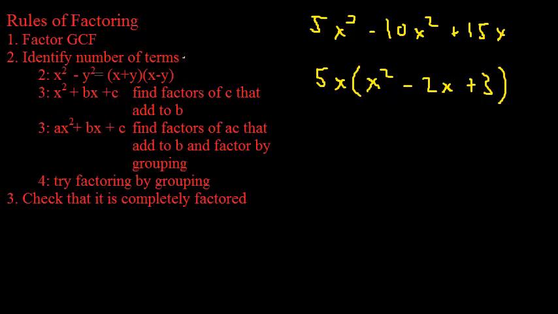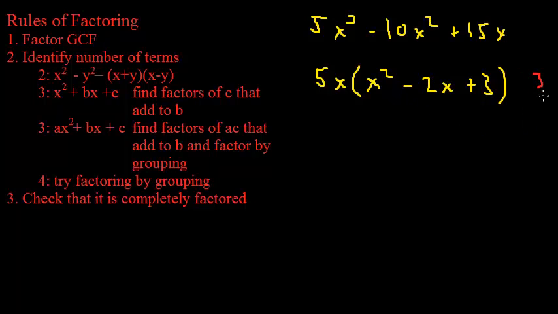I identify the number of terms in that trinomial. There are 3. I check to see what type it is. It does not have a coefficient in front of my x squared, which means I need to find factors of c that add up to b. So factors of 3 that add up to a negative 2.